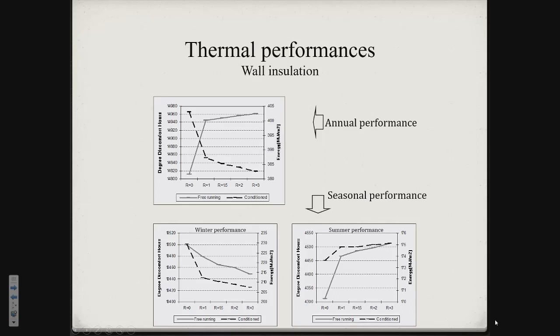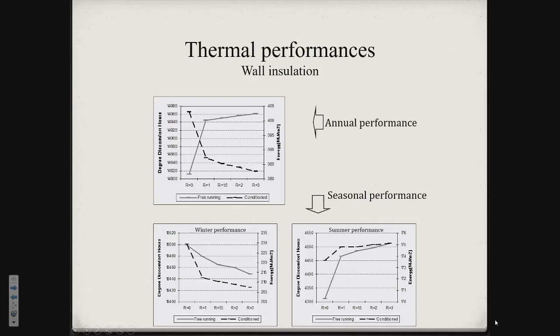This one shows its performance in the free-running mode. When I add an insulation layer, the number of discomfort hours goes up. That means the insulation layer doesn't work for the free-running building in the Sydney climate. But when I run it in the conditioned mode, you see the insulation layer, increasing the resistance, will improve the thermal performance of the building. That's obvious. But why does it happen?